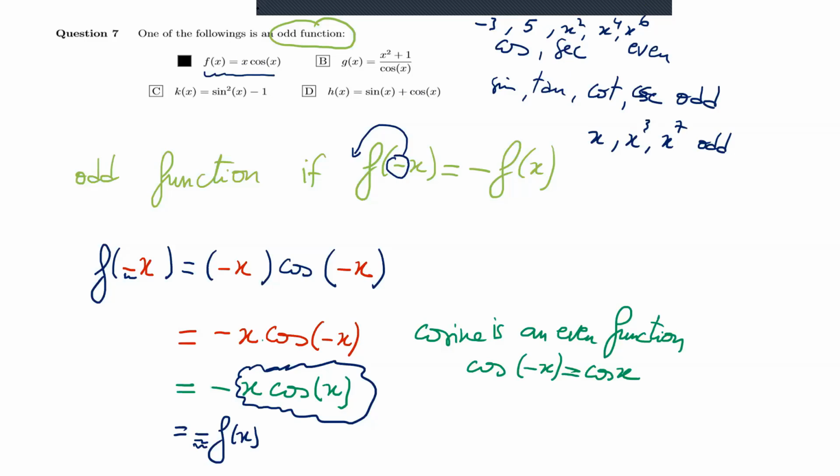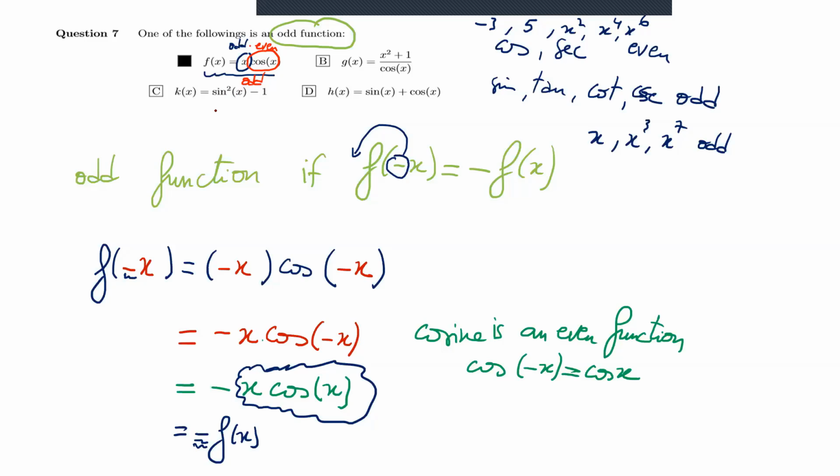So here, in this example, x is odd because it's a monomial with odd power. Cosine x, cosine is even. So here we have a product, odd times even, and this gives odd.